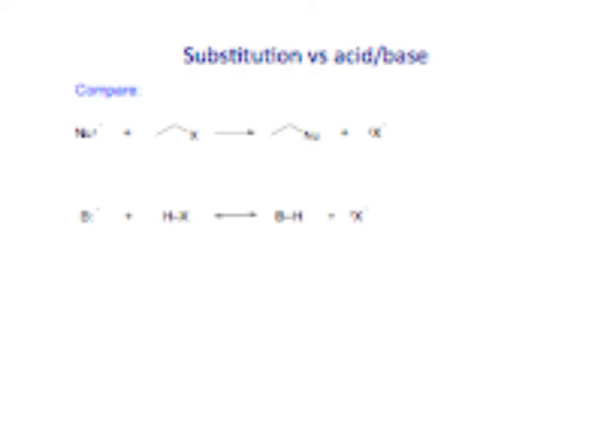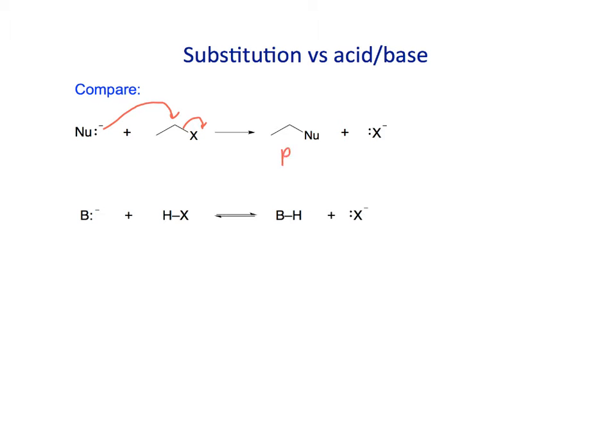Like with leaving groups, a way to understand nucleophiles is to compare substitution reactions with acid-base reactions. Remember, in a substitution reaction, the electron pair on the nucleophile reacts with the carbon that's bearing the leaving group. The leaving group then comes off, taking the electrons from that bond with it to generate our product and the leaving group.